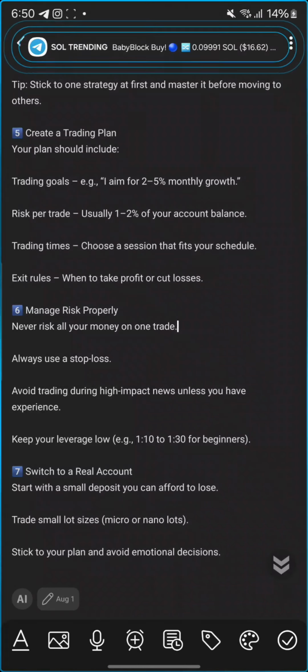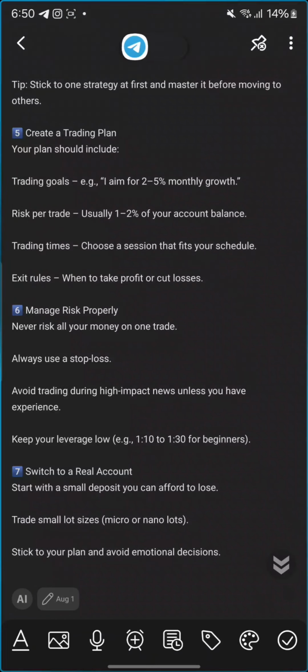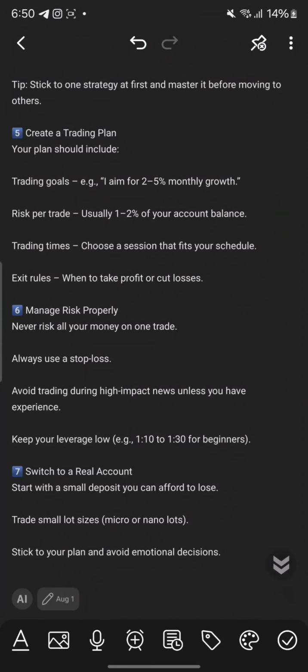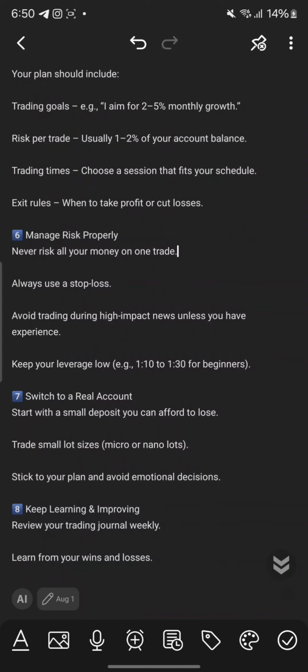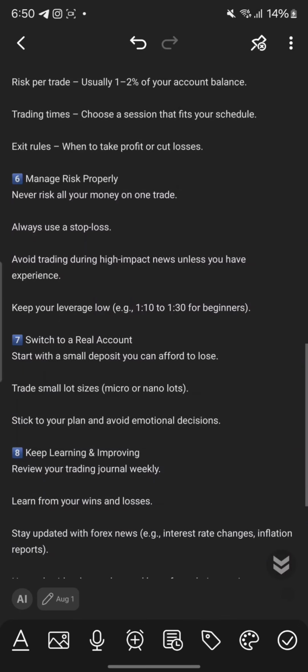Avoid trading during high impact news unless you have experience. Now, I'm talking to beginners. If you are a beginner, you don't want to trade high impact news like NFP, CPI, or whatever. You have to give space for those things. Keep your leverage low. Don't just jump into using all the leverage that your brokers are bringing to you. Keep your leverage low.